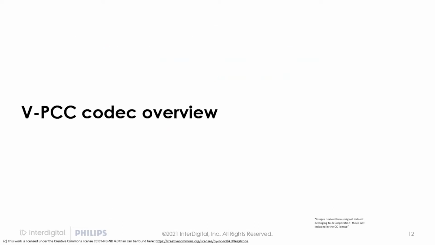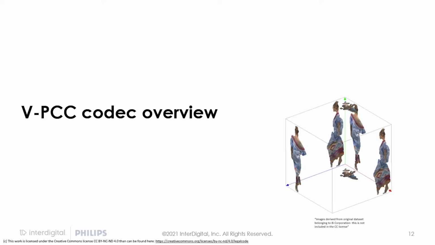Let's have a VPCC codec overview now. As VPCC objects are closed surfaces where the distribution of points is not sparse, the basic main idea is to use 2D projections and encode these projections using classical 2D video encoders.